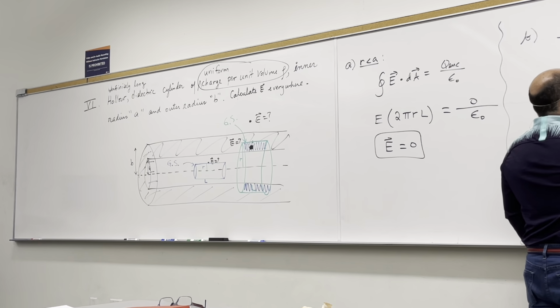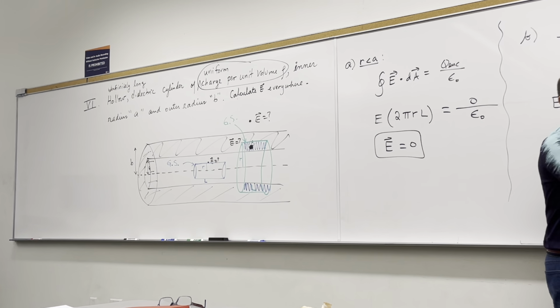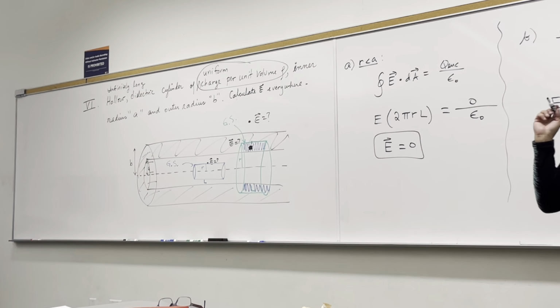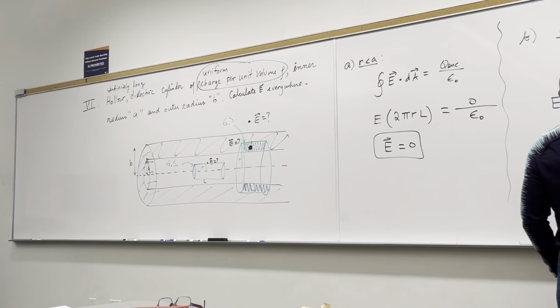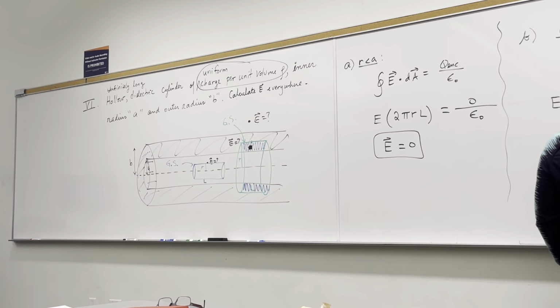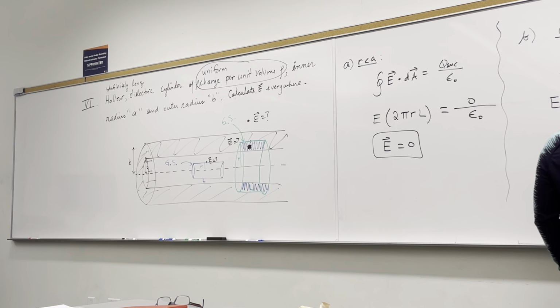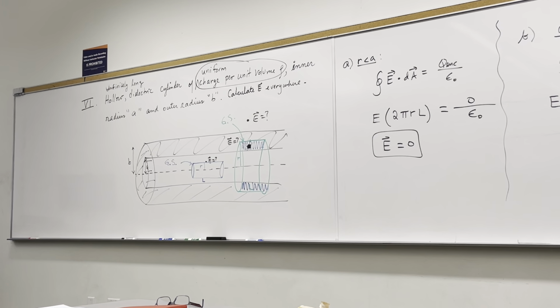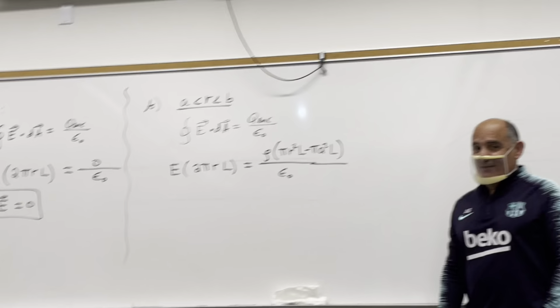Rho times what? 2 pi r L minus... It's a volume, oh sorry, not an area. So what should I write down? Pi r squared L minus pi a squared L. Same student. Yes?